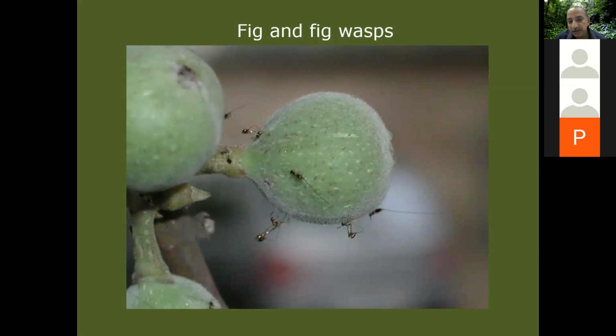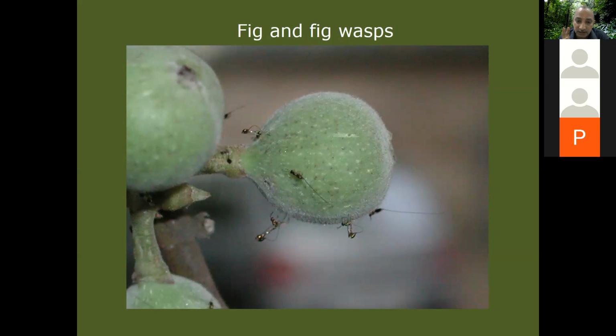So then comes the figs. You might have seen several species of figs. Figs are called keystone species. What we call a fig is actually a flower, and it is pollinated by fig wasps. For each species of fig, there is a specific species of wasp, and only this wasp can pollinate that fig species. So here there is a picture of fig and fig wasps.